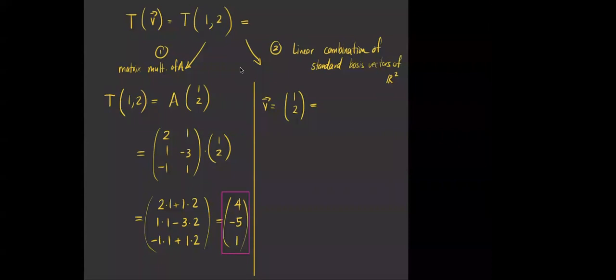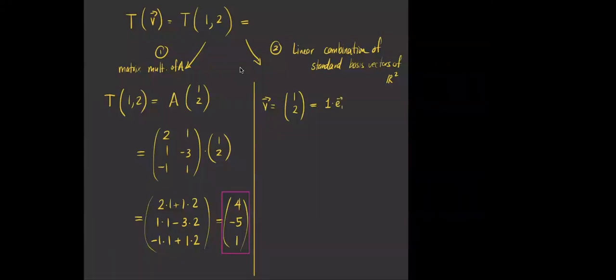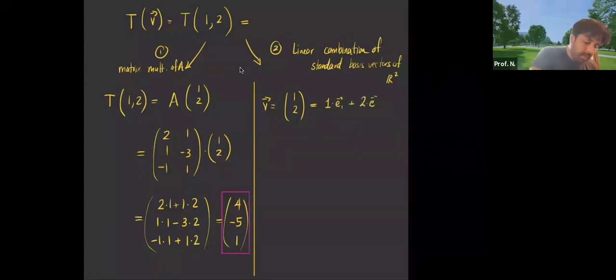It would be one times the column vector (1, 0), which is E1. And then plus 2 times E2. Do you guys see that?